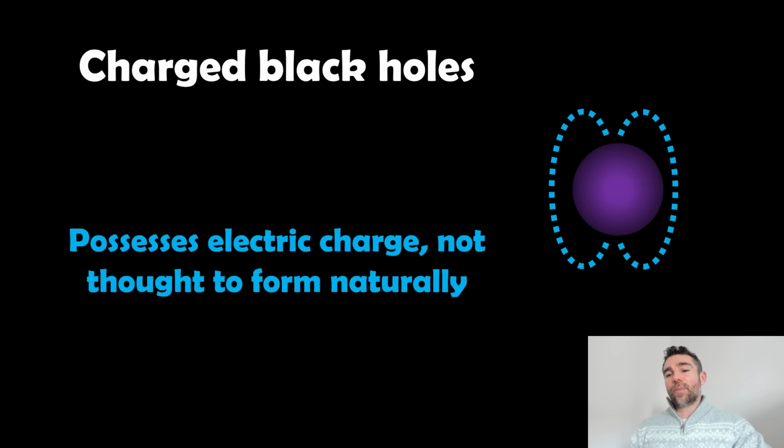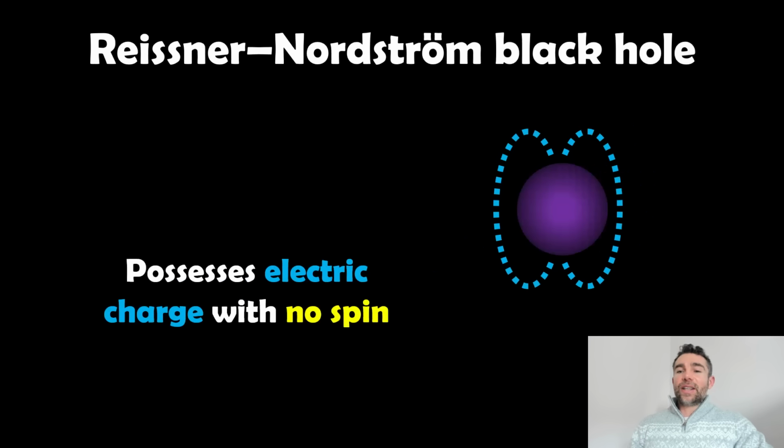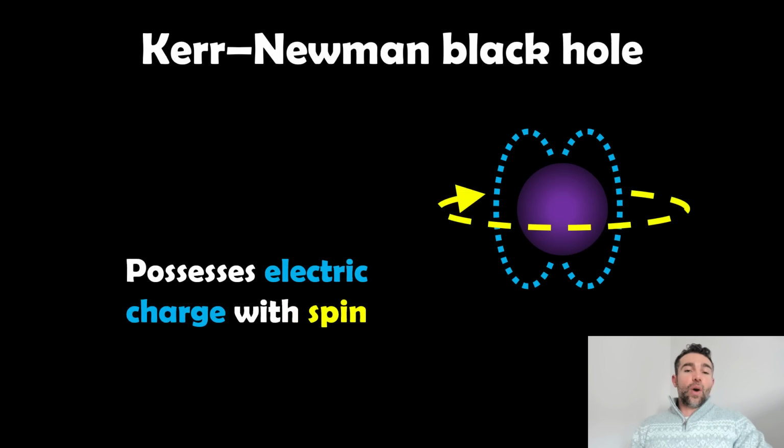And then the final type of black hole relates to them being charged. So the black hole can possess some electric charge, but they're not necessarily thought to form naturally. So we're unlikely to find these much in nature. The first type then is a black hole that has electric charge, but it doesn't have any spin. And I'm probably going to pronounce this completely wrong, it's the Reissner-Nordström black hole. So electric charge, no spin. You've also got one which has electric charge and spin, and this is known as a Kerr-Newman black hole.